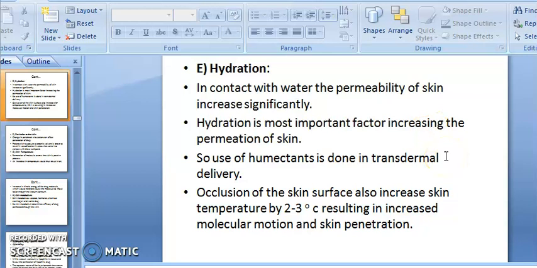With hydration, the contact with water, the permeability of skin increases significantly. Hydration is the most important factor in increasing permeation of the skin, so use of humectants is done in transdermal delivery. Occlusion of the skin surface also increases skin temperature by 2-3 degrees Celsius. It increases molecular absorption and skin penetration. It means that there is a requirement of water for good penetration.